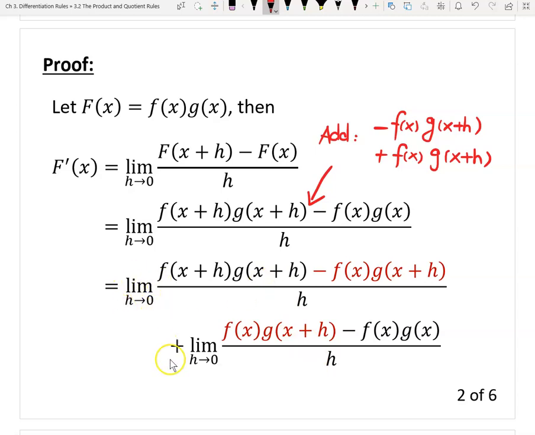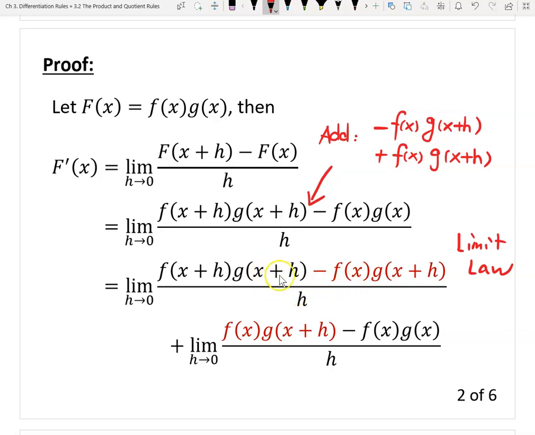And why do we have 2 limits? Because, you know, it is the sum law, right? So the limit law we used. Okay, up here is the limit law we used. Of course. Okay, so now it's much better. We have 2 limits, and each limit now is much simpler.